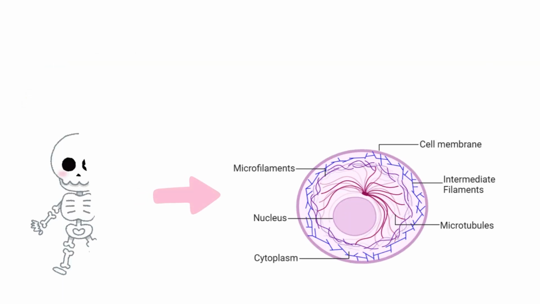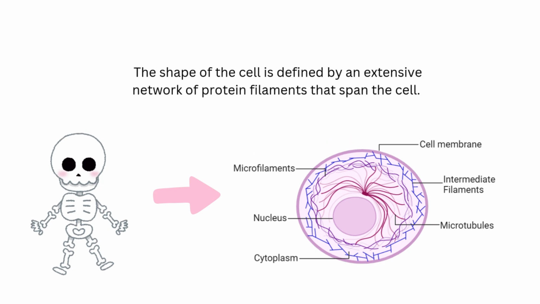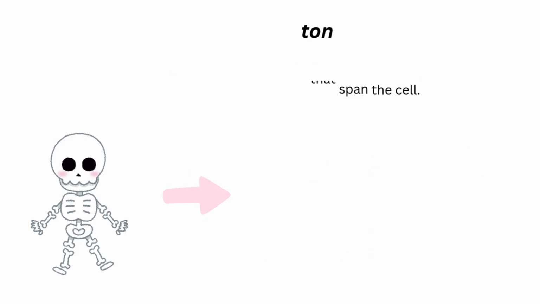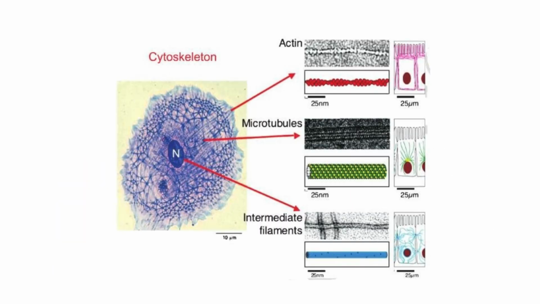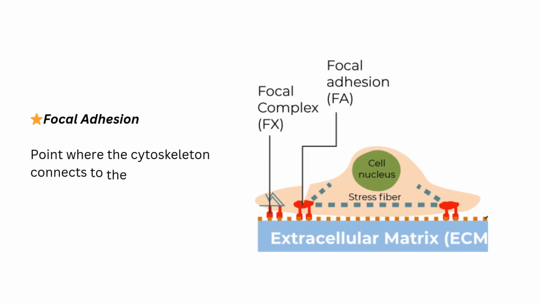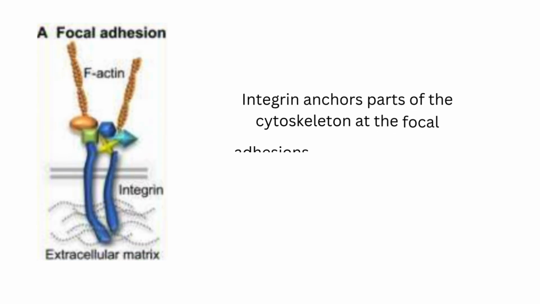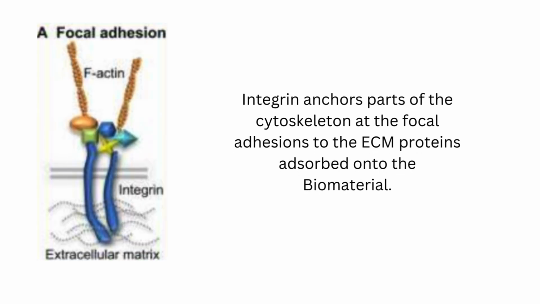Our cell also has a skeleton that helps hold its shape, much like our bodies. This is made up of specialized protein filaments that extend throughout the cell, known as the cell cytoskeleton. The cytoskeleton is made up of three main filaments: actin filaments, microtubules, and intermediate filaments. Actin filaments are mainly found near the plasma membrane. The point where the cytoskeleton connects to the plasma membrane is called a focal adhesion. Integrin anchors actin filaments at focal adhesions to the ECM proteins, and hence allows the cell to attach to the proteins adsorbed onto the biomaterial.